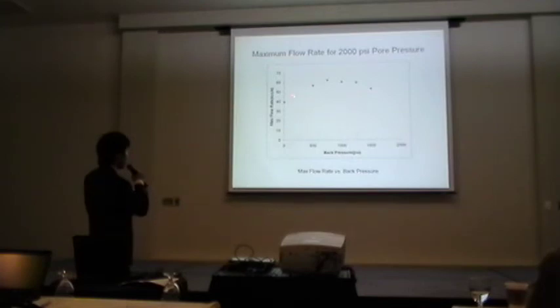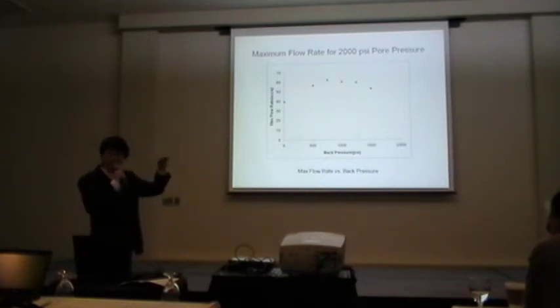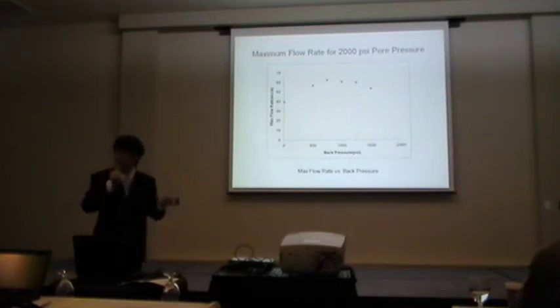So these are the maximum flow rate versus back pressure we observed from our previous experiment. We can see that as back pressure increases, the maximum flow rate increases, and then it decreases. What does it mean? Imagine we have this initial pore pressure, and we decrease to different back pressure. First, we have the different driving force, because gas can be produced because it has driving force. It drives the gas out, right?